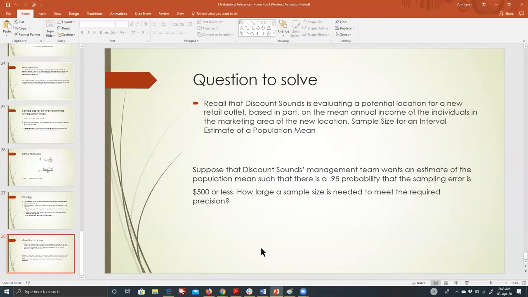So I might actually have to go to this problem. Okay, so they are basically asking how large a sample size is needed to meet the required precision. So they want this 0.95. So you understand your confidence is 0.95, but they are looking for sampling error of $500 or less. So this is what I was talking about. It is given in the question, or at least someone has to specify this. How much error are you willing to tolerate?